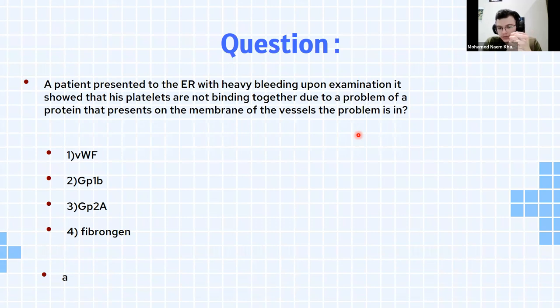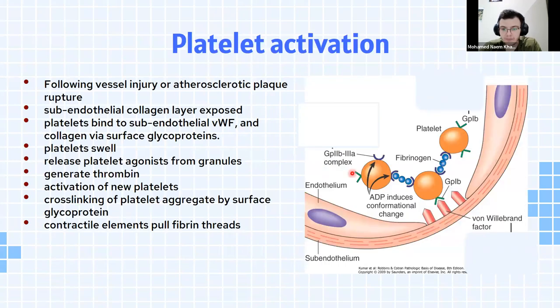you can end the. Wait, if it's cell membrane, would it be the other one? If it's the cell membrane, then it depends on the question. If he tells you there's a problem with adhesion, it would be this one, GP1B, okay? Because this one is regarding adhesion. If it's binding together, it's 2B, 3A, okay? So it depends on the question, the problem with adhesion or binding together, okay?